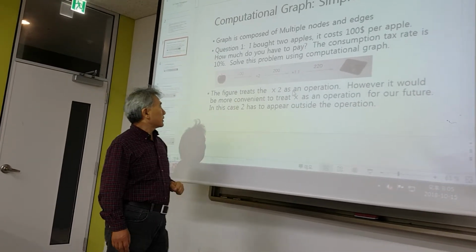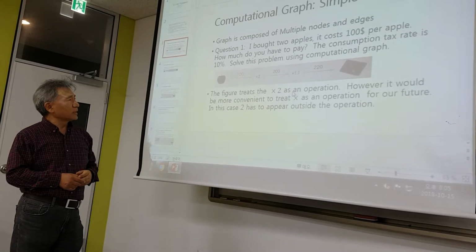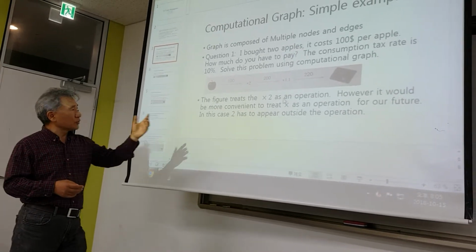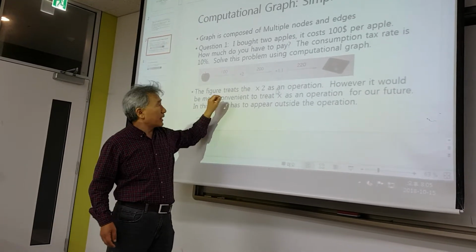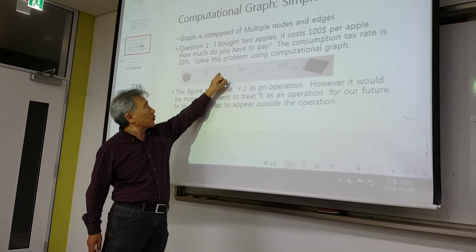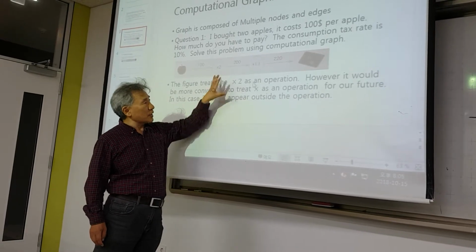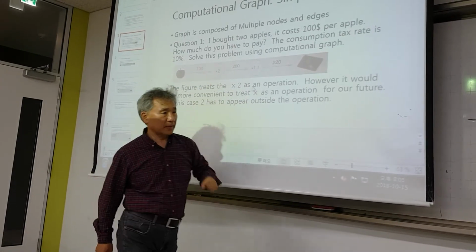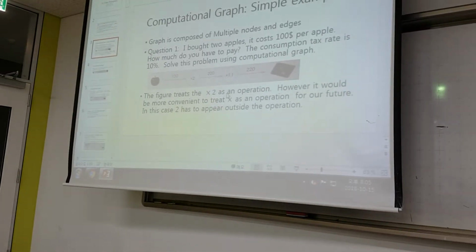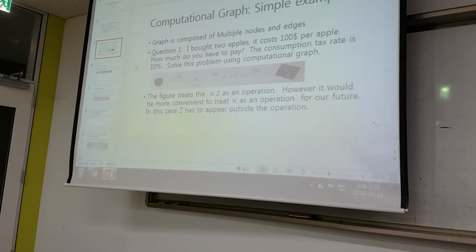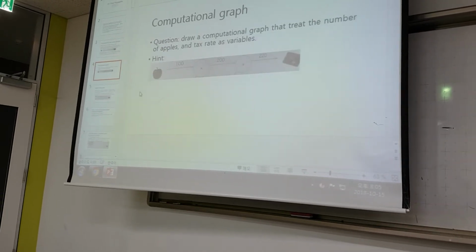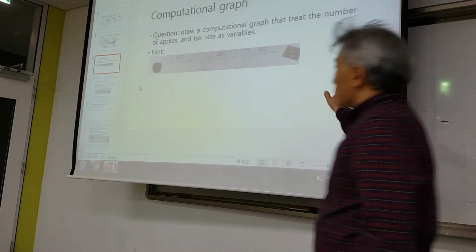However, it would be more convenient to pick the numbers out and leave the operation itself in the node only. So let's change this figure a little bit. Then the figure turns out to be like this one.